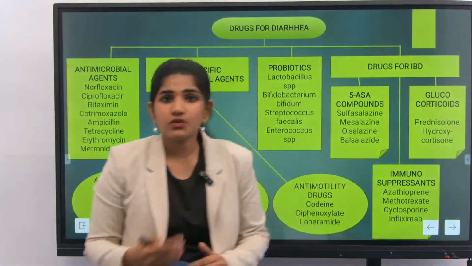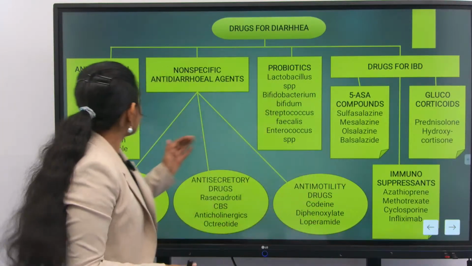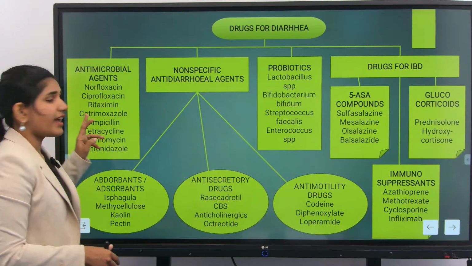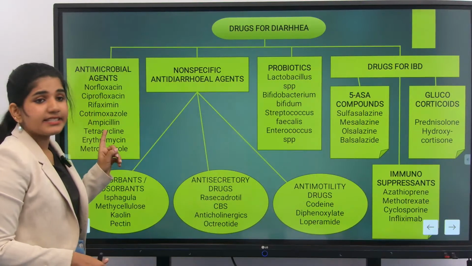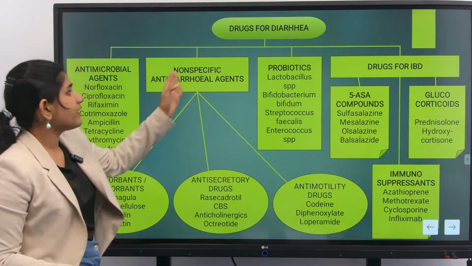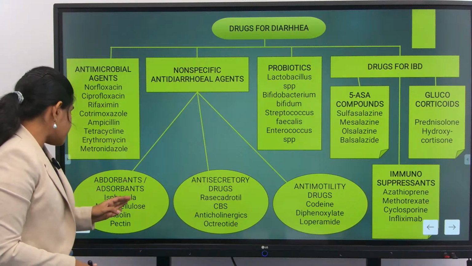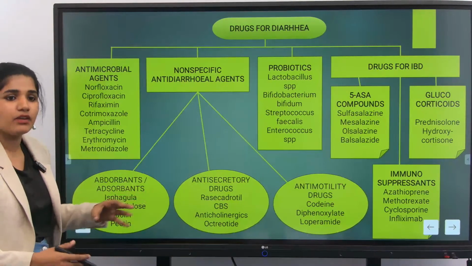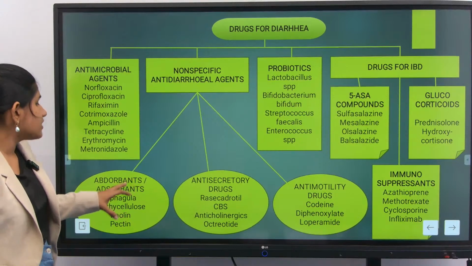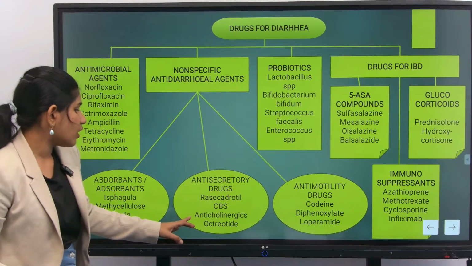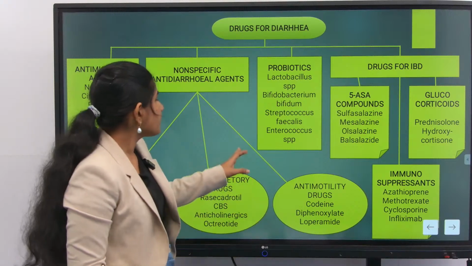Okay, what are the drugs used for diarrhea? The drugs are antimicrobial agents, which are norfloxacin, ciprofloxacin, rifaximin, clotrimazole, ampicillin, tetracycline, erythromycin, and metronidazole. Non-specific antidiarrheal agents are adsorbents, that is ispagula, methylcellulose, kaolin, pectin. This ispagula type is very important. Next are the anti-secretory drugs: racecadotril, CBS, anticholinergics, and octreotide are important.